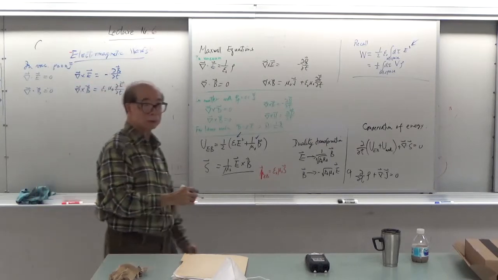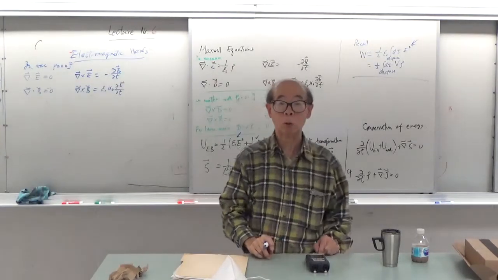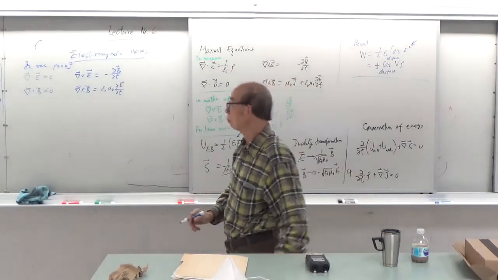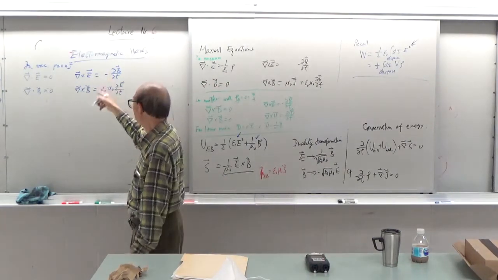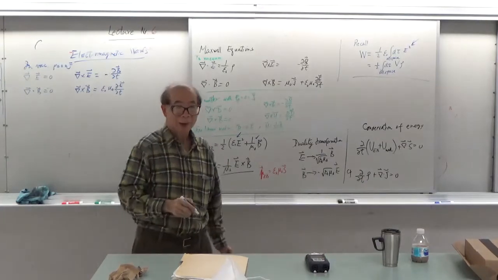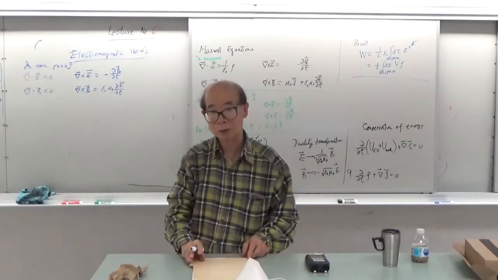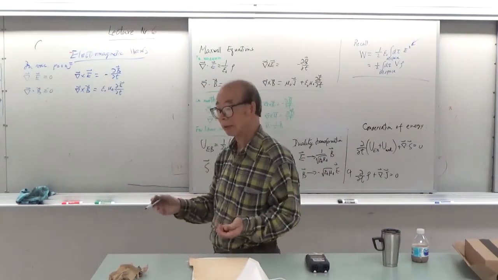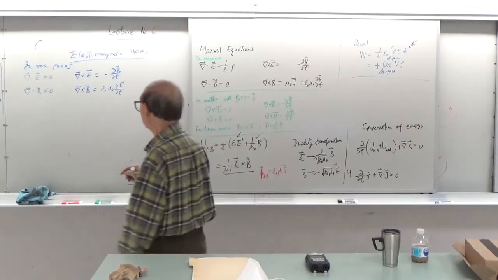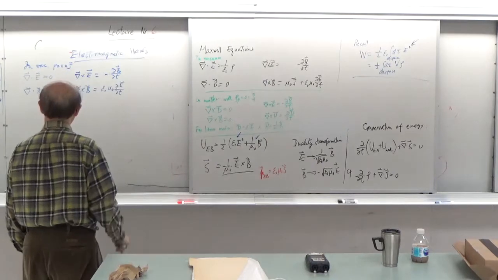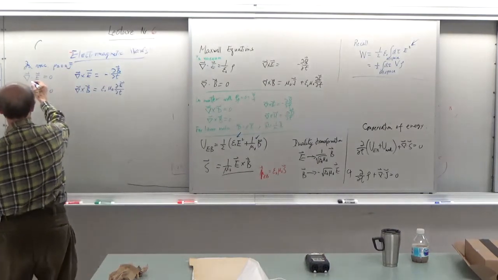Obviously, all of those four equations are first order differential equations, but they are coupled equations. E and B are coupled. And to solve the equations, it is advantageous to decouple the equations. How can we do that? One way to do that is the following.